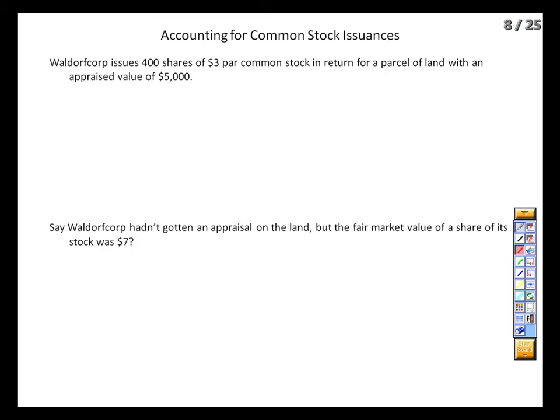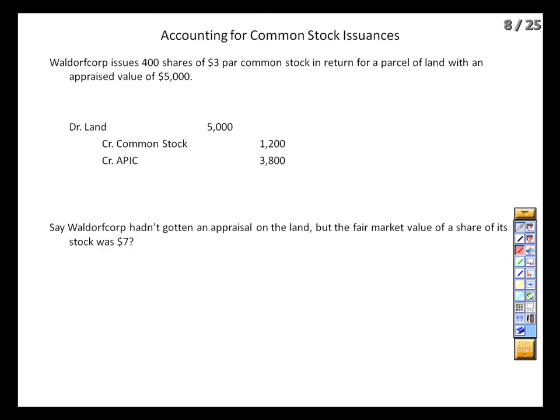In this case, we would attempt to determine the value of the assets received, and then we would book the transaction just as when we receive cash. Here we've got a piece of land with a value attached, so we'll debit the land for $5,000. We'll credit common stock for shares times par, or $1,200, and we'll plug the difference to APIC.